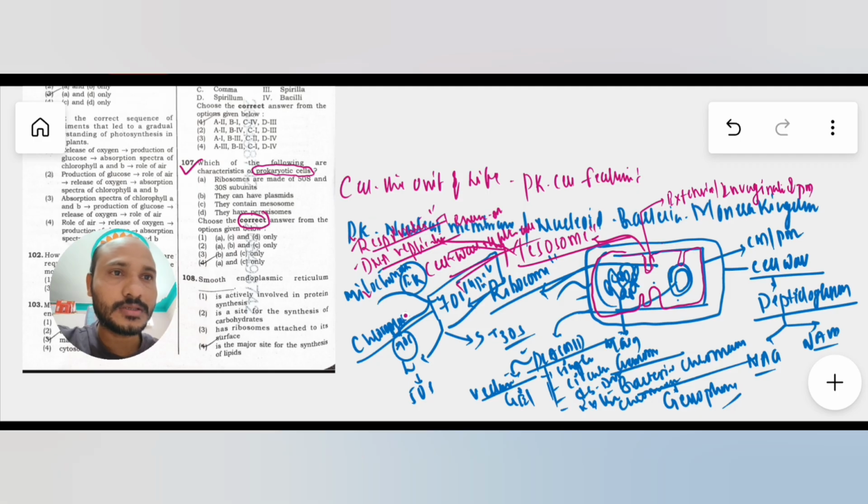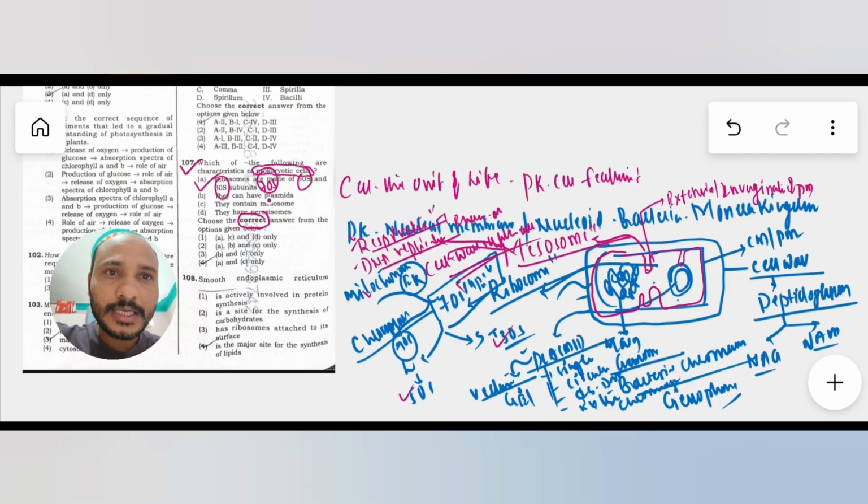So once again we analyze these questions here. Ribosomes are made up of 50S and 30S subunits. Yes, here 50S and 30S subunits, so a total of 70S type of ribosomes are present in prokaryotes. Remember, 70S type of ribosomes are also present in the eukaryotic cell, especially in mitochondria and chloroplast. Okay, fine. So this statement is right.